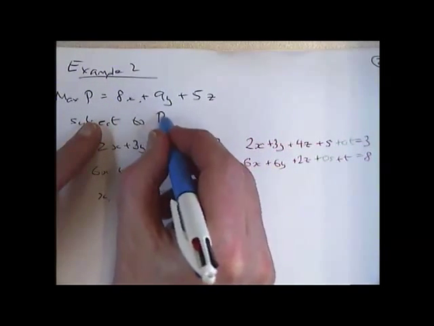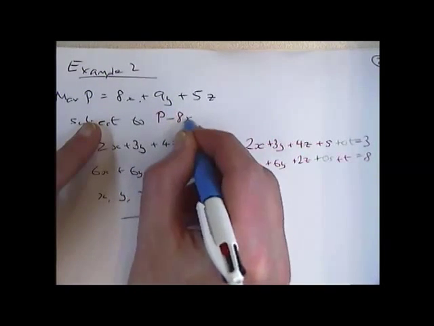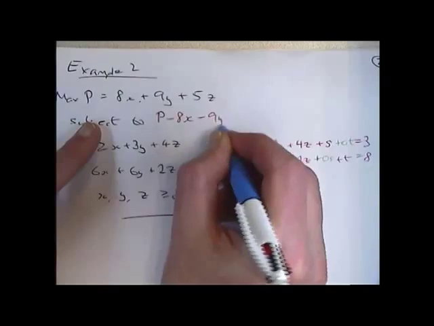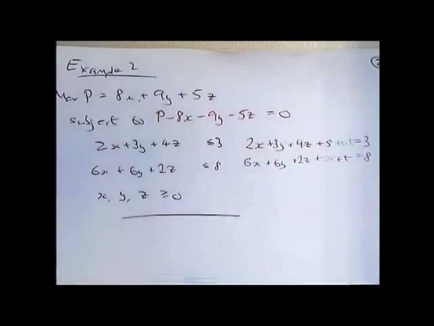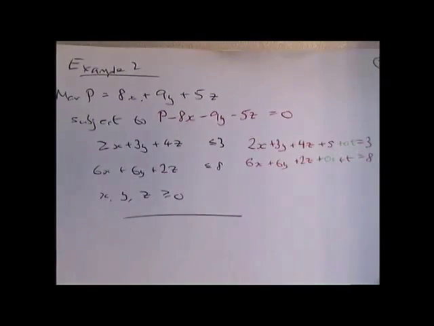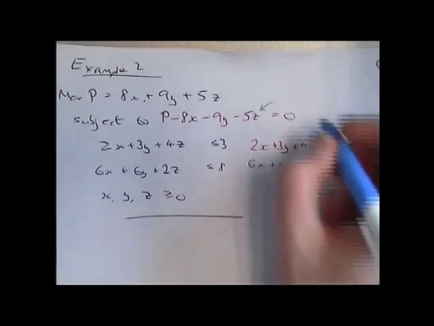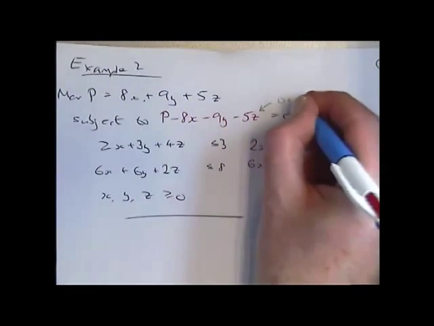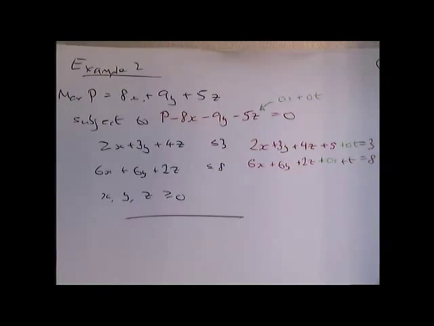I'm going to start with my P. Minus 8x, minus 9y, minus 5z equals 0. That's right, okay? And bear in mind, I could put in there as well that there are no s's and there are no t's, because in a minute when I put it in a tableau form, they will appear there.